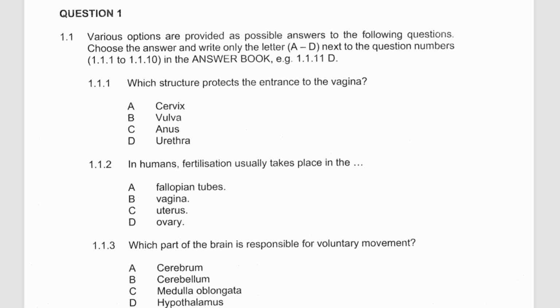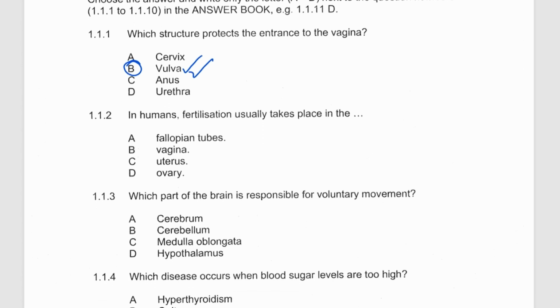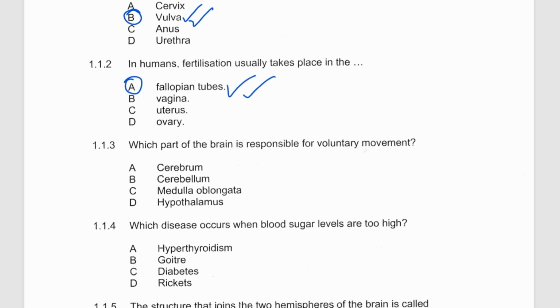Which structure protects the entrance of the vagina? The vagina is protected by what you call the vulva. So that gets the 2 marks. Human fertilization usually takes place in the fallopian tube. So you get 2 marks there.